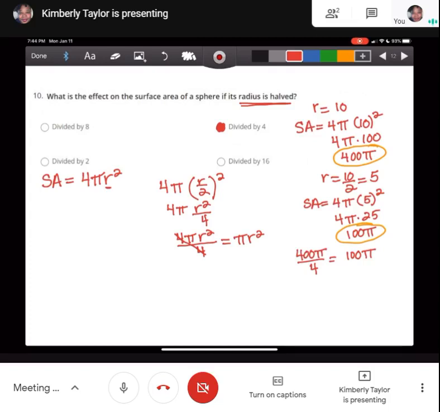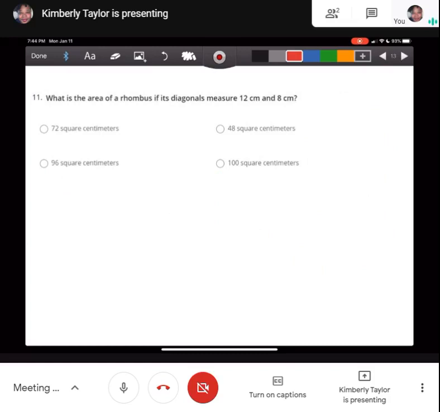Okay, let's go to another one. This one says, what is the area of a rhombus if its diagonals measure 12 centimeters and 8 centimeters? Again, I don't know if they give you a reference sheet, but the area of a rhombus is A equals 1/2 times diameter 1 times diameter 2. So this one would be our D1 and this one would be our D2. You just multiply: A is equal to 1/2 times 12 times 8.